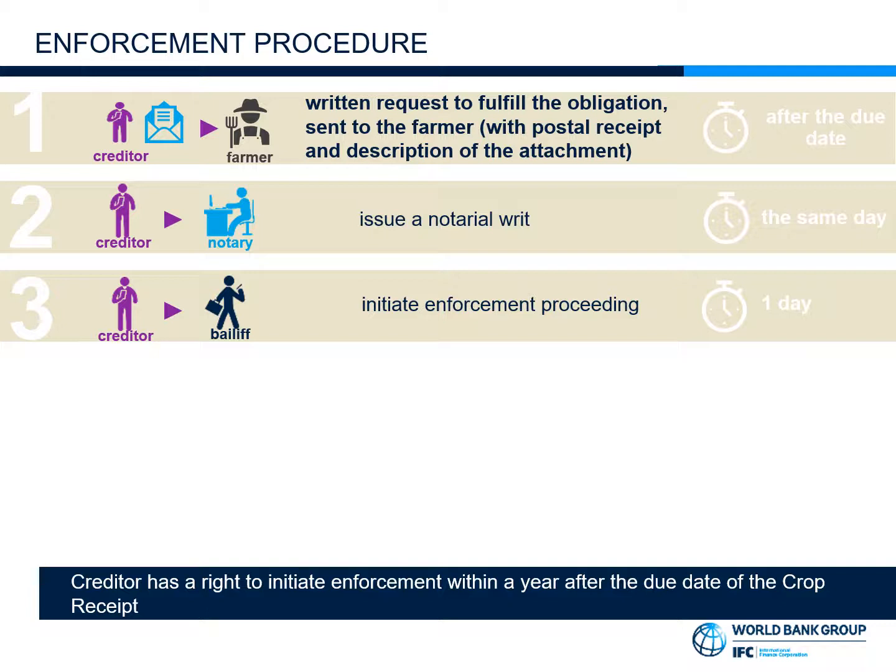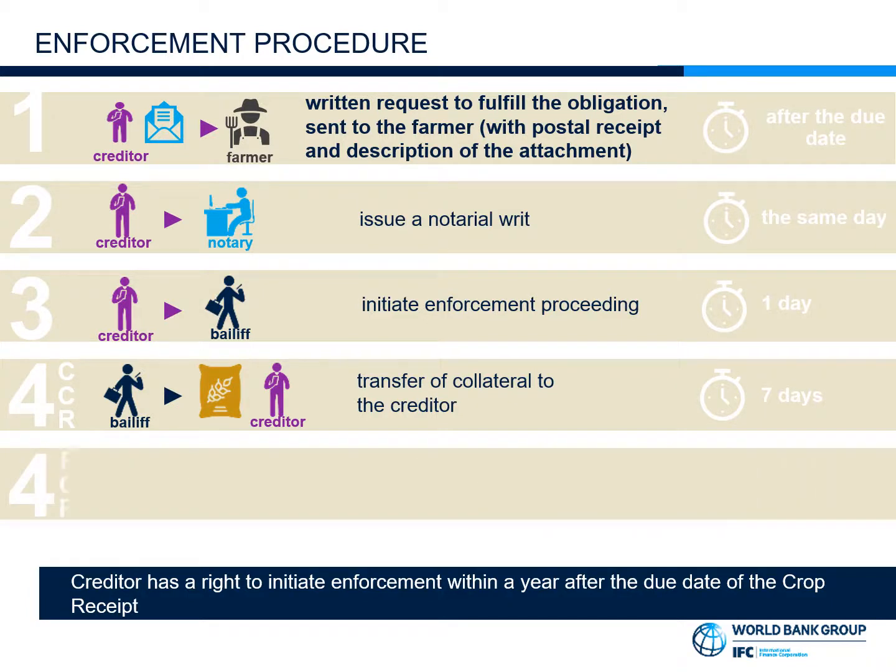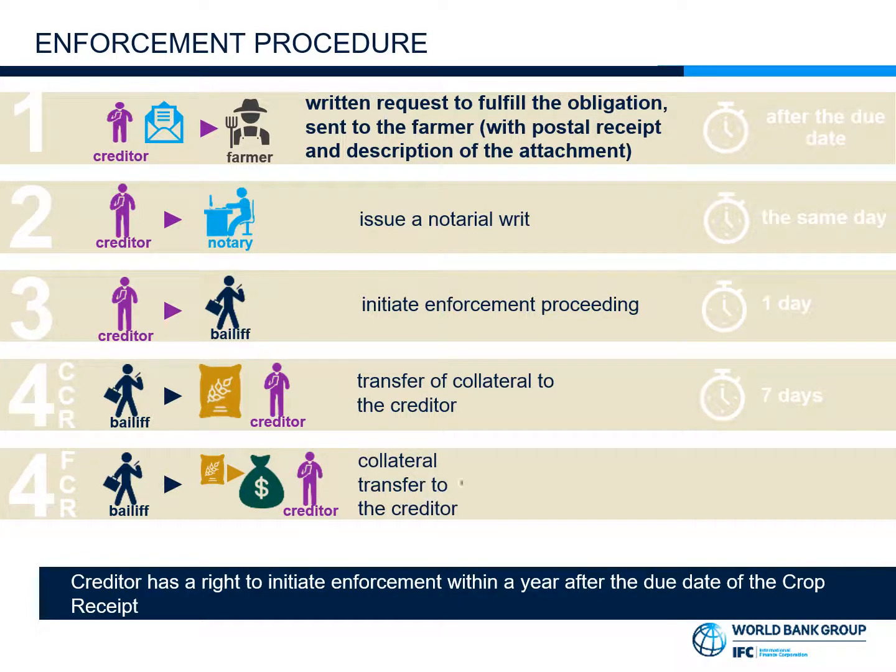So, assume the creditor got a notarial writ and initiated enforcement. What happens next? Step 4 depends on the type of the crop receipt which is under enforcement. Under the commodity crop receipt, the bailiff searches for the crop pledged and returns it to the creditor within 7 days. Under the financial crop receipt, after collateral is seized, the bailiff sells it and returns money to the creditor. Public auction sale of the pledged crop may take up to 45 days.